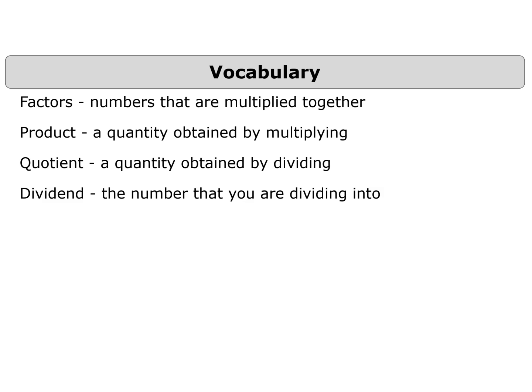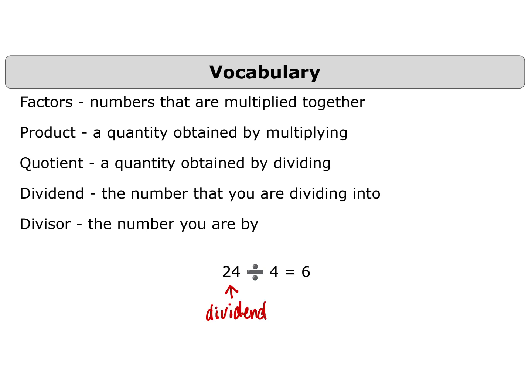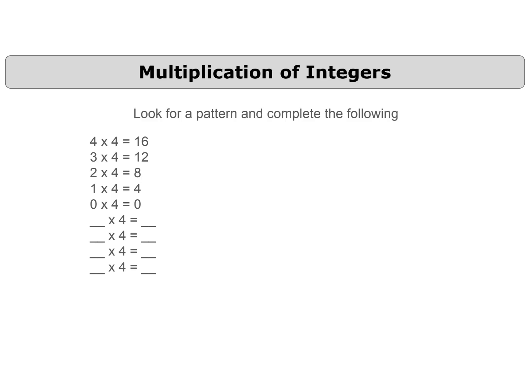The dividend is the number that you are dividing into. And the divisor is the number that you divide by. For example, if we have 24 divided by 4 is equal to 6, then 24 is the dividend, 4 is the divisor, and 6 is the quotient.